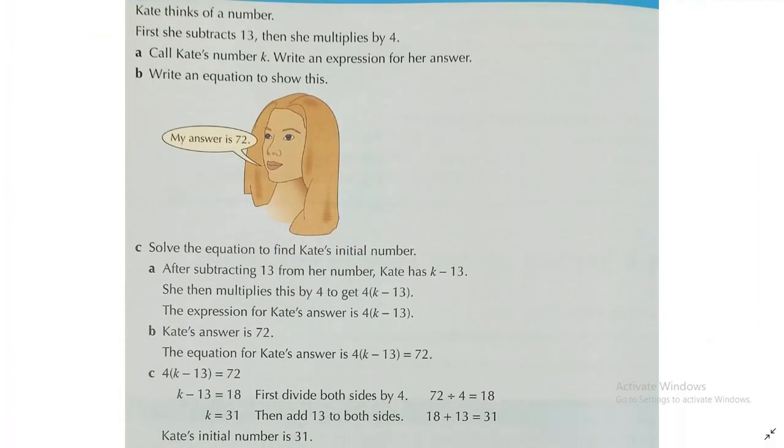Have a look at one of the examples from the book, page 278, example number 11 specifically. So now here we have a problem. We don't know the number that this particular person is thinking of. Her name is Kate. She thinks of a number. First she subtracts 13, then she multiplies it by 4. Let's call Kate's number K. So that means her number is a variable, which is K. Let's write an expression for her answer. Write the equation to show this, which is the answer that she says, 72.